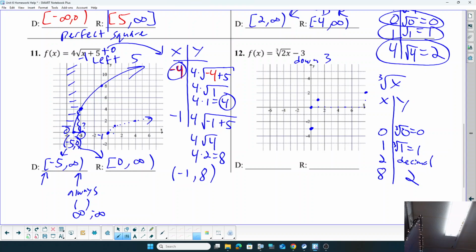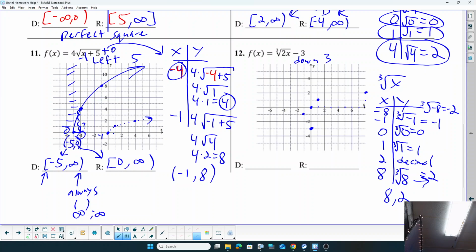Well, if we go ahead and do an 8, we should get to a 2, because if we plug an 8 in, then the cube root of 8 is 2. So then we get 8 comma 2. So over 8, up 2. Same with the negatives. So negative 1 is going to yield a cube root of negative 1, which is just negative 1. And if you plug a negative 8 in, the cube root of negative 8 is negative 2.